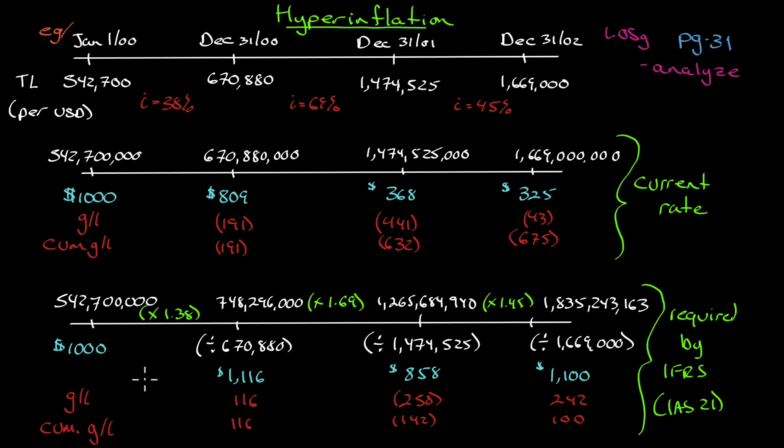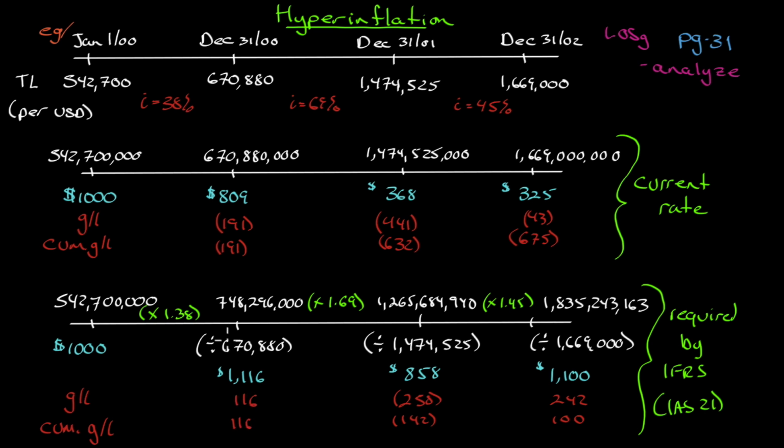So now what we're saying here is that given that there's been inflation in that country, let's say we bought something for 542 million lira on January 1st. If the inflation rate was 38%, then by the end of the year, if you were going to restate that asset in fair value terms in Turkish lira, it would be 748 million. So IFRS says, well, then use that number and then convert at the current rate at that time. And the current rate at that time is 670,880. So you divide this by 670,880, that's $1 US in Turkish lira. So how many US dollars is this? 1116. So you have a gain of 116, cumulative gain of 116.